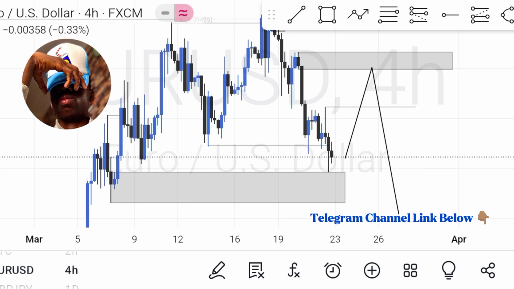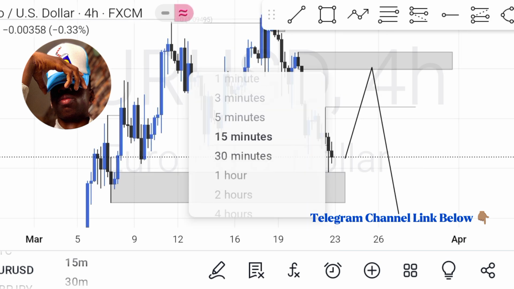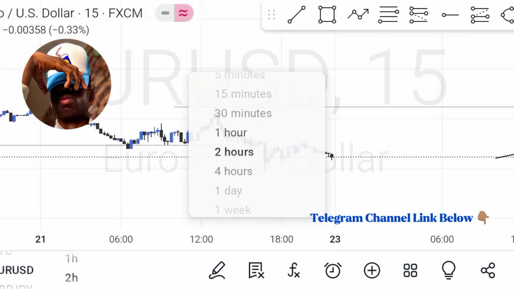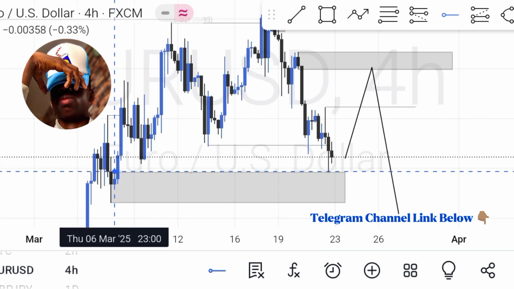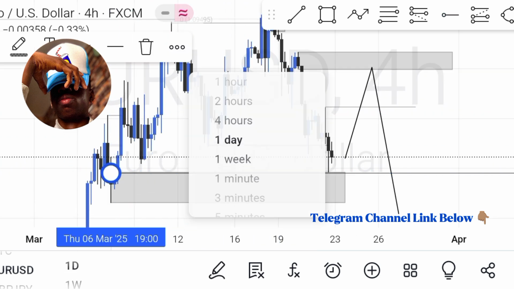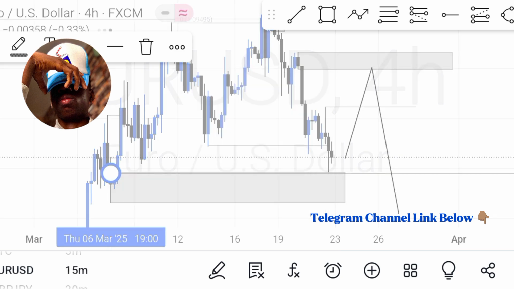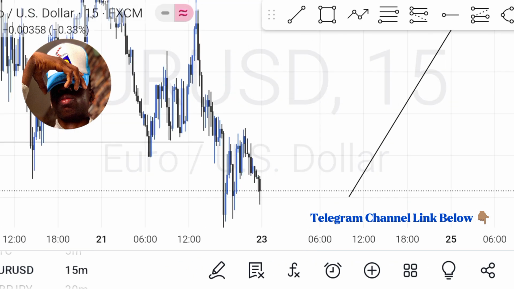But as for me, I will wait for London session. I would wait for London session for my strategy to play out. Yes, I would wait for my strategy to play out first before I enter any trade, and my confirmation.